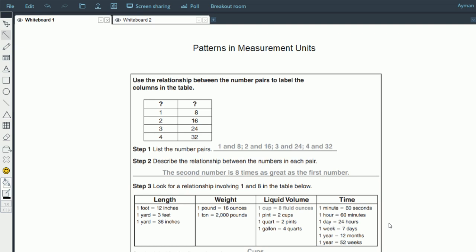Hi, welcome, Saad. Today we will be talking about an amazing lesson, which is patterns and measurement units.